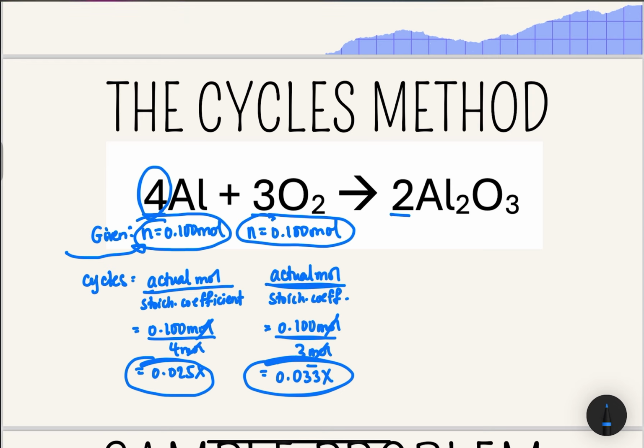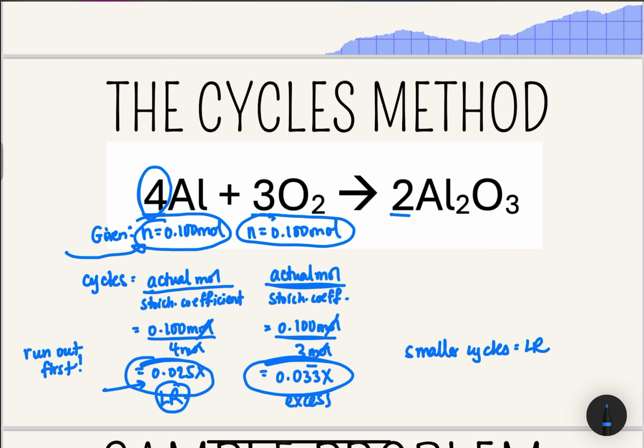So if you interpret these cycles data, how do I know which one's limiting? It's always going to be the smaller number. For example, the aluminum has a smaller number of cycles, which means the aluminum will actually run out first. The smaller cycles will always run out first, and the smaller cycles will always be your limiting reactant. Therefore, in this example that I made up, aluminum is my limiting reactant, and oxygen is my excess reactant.